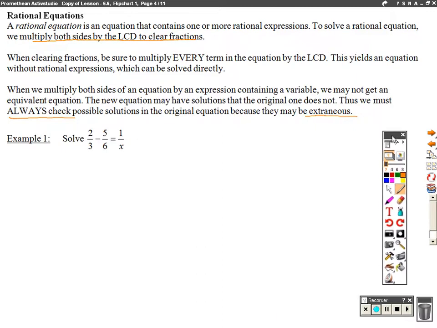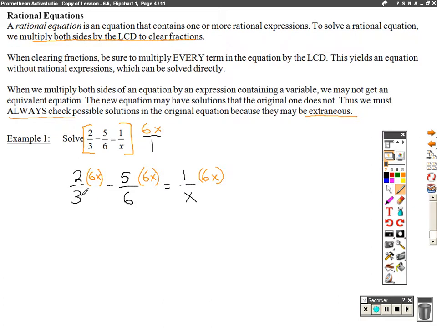So looking at example 1, we look at our denominators, 3, 6, and x. And we just multiply both sides of the equation by the LCD, which is 6x. All of these denominators divide evenly into it. Now, if you want, you can write a 6x next to each term, like this. And since the 6x is over 1, it's basically going to go up in the numerator. You could multiply the numerators first and then divide, but I like to divide first.